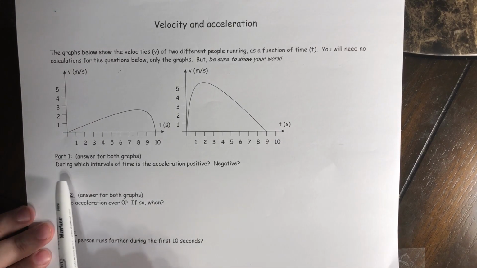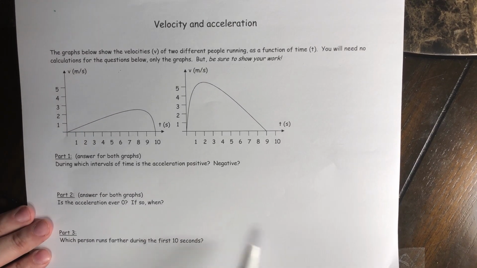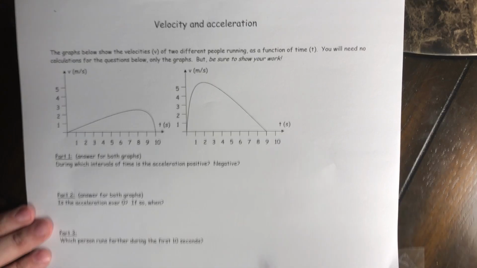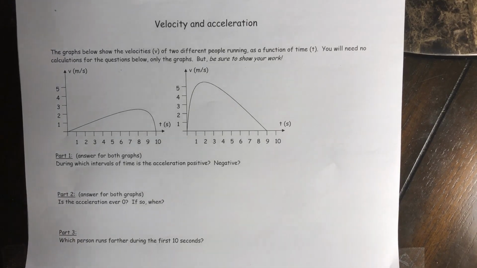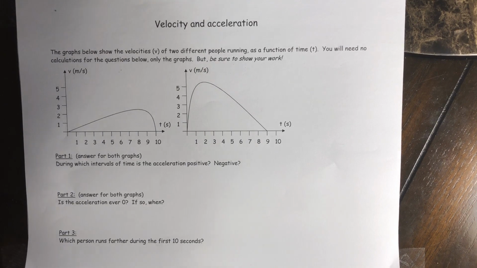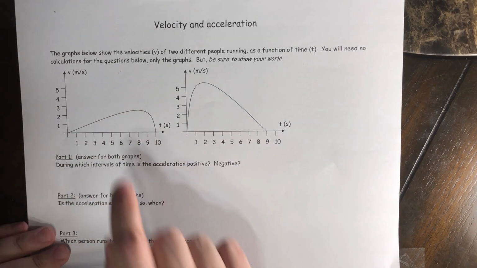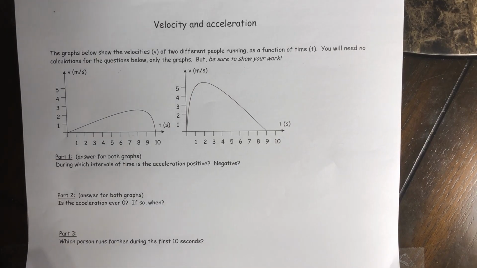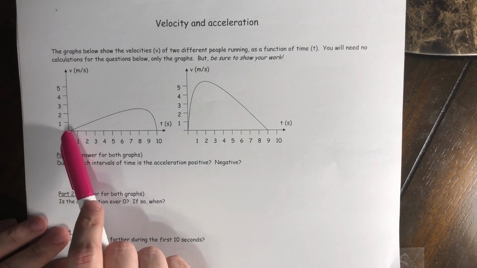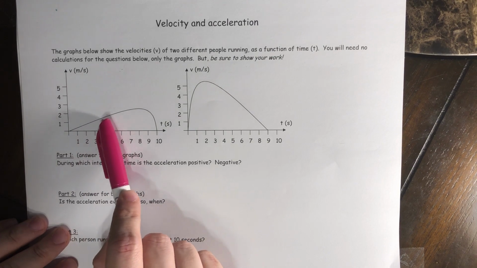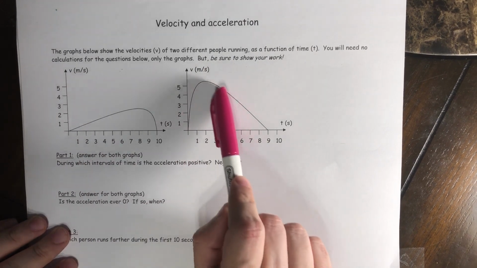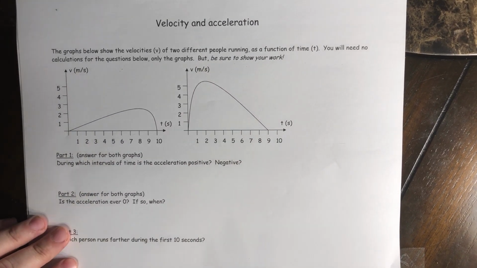And our first question says, during which interval of time is the acceleration positive, is it negative for each of these graphs? Now again, we're looking at plots of velocity versus time. So the acceleration tells us how much velocity changes over that time. Just like velocity is the slope of a position-time graph, acceleration is going to be the slope of each one of these velocity-time graphs. On these graphs, if you look at the slope, you can see that it's changing with time, right? So it's curved, it's not a straight line.